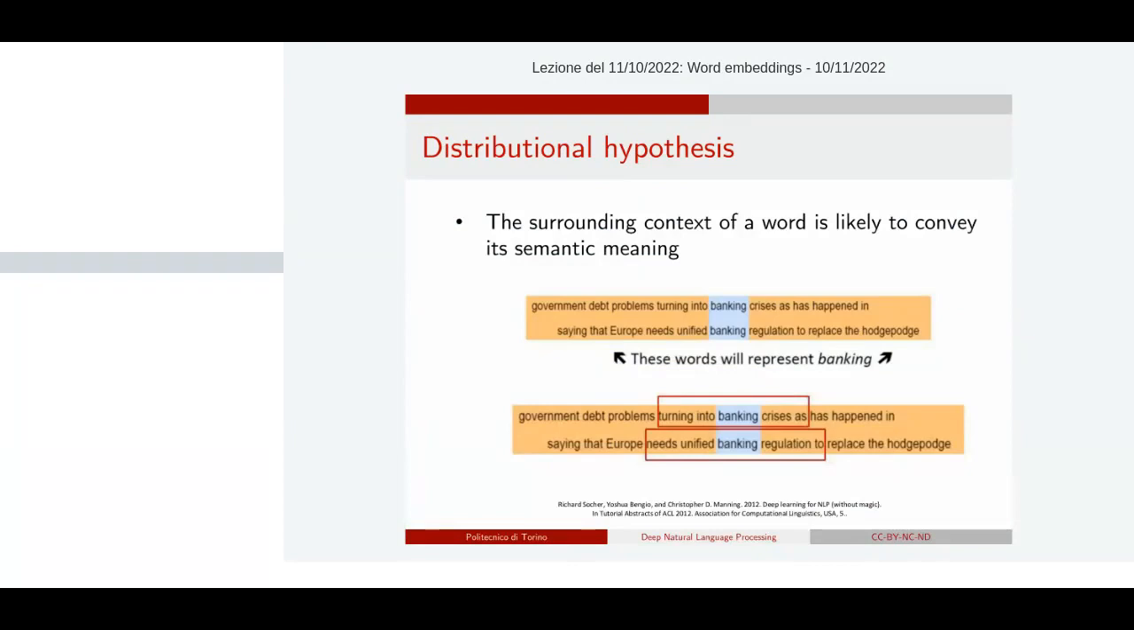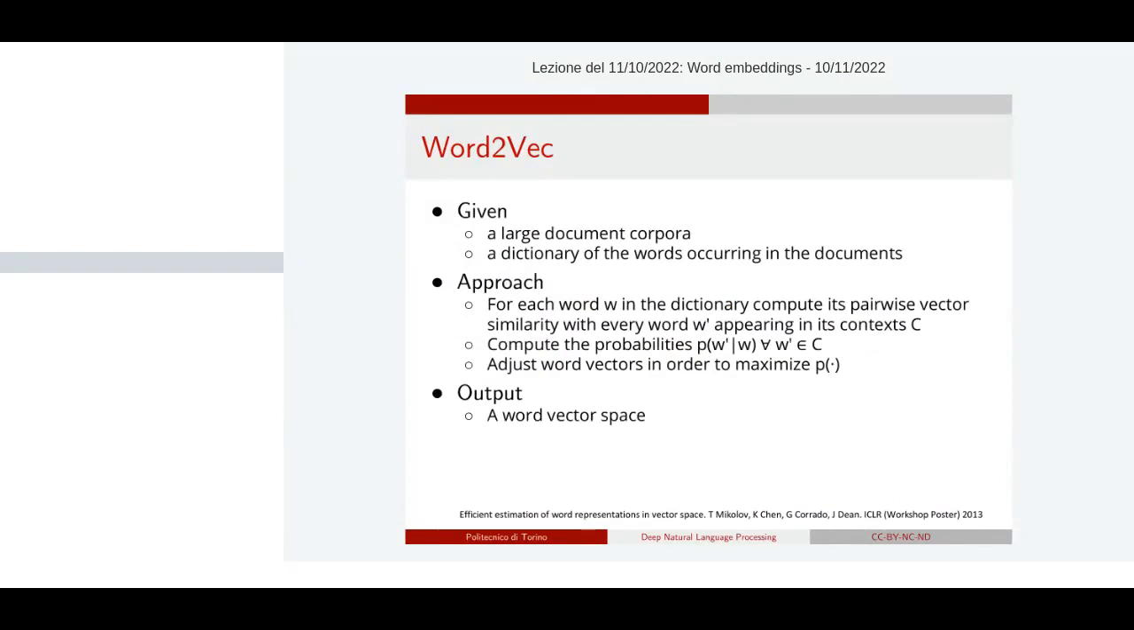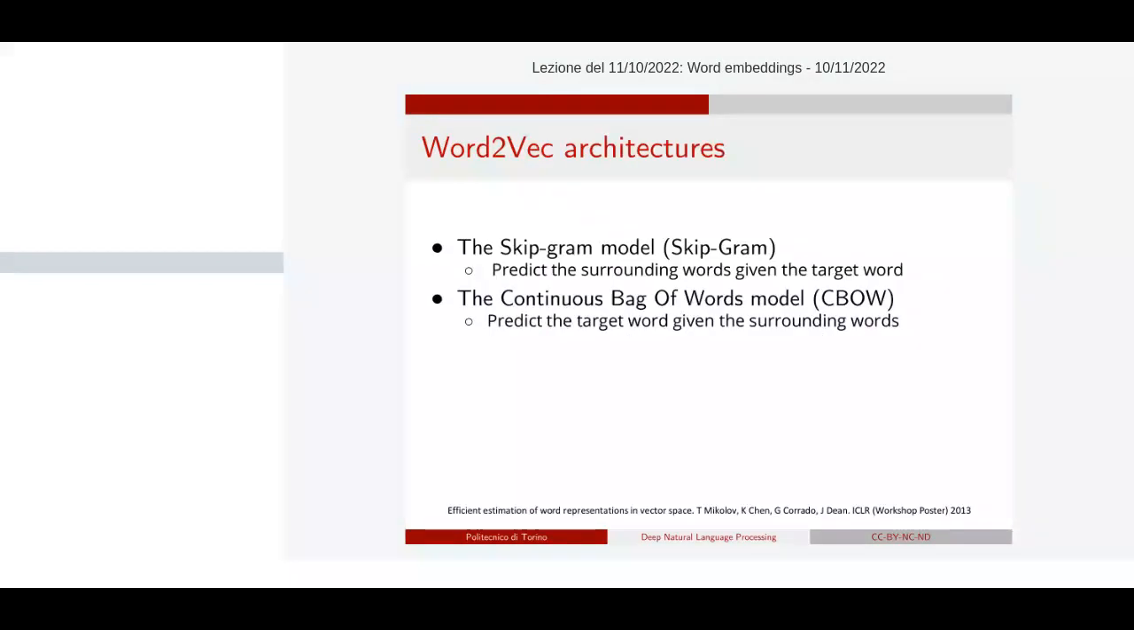I can formalize the problem, which is, of course, a supervised problem. I want to address the problem using a neural network. The problem is to predict the words in the contextual window, like crisis, given the fact that I know the target word. So given banking, I want to predict crisis. Given banking, I want to predict regulation. What is the likelihood of getting the word regulation in the neighborhood of the word banking? This task is called skipgram. This is the skipgram model. I want to predict the surrounding words given the target word.